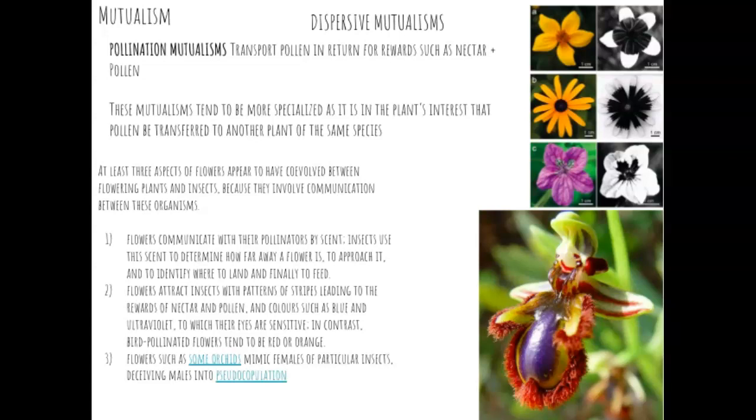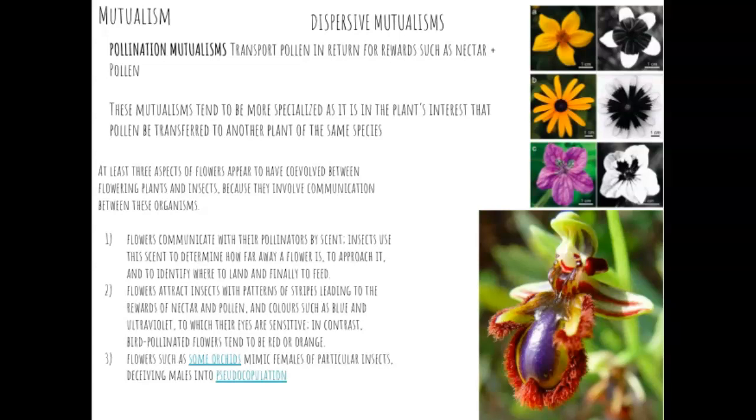So at least 3 aspects of flowers appear to be co-evolved between flowering plants and insects, because they involve communication between plants and their pollinators. So the first one is that flowers communicate with their pollinators by scent. So the insects use the scent to determine how far away a flower is, to approach it, and to identify where to land and finally where to feed.